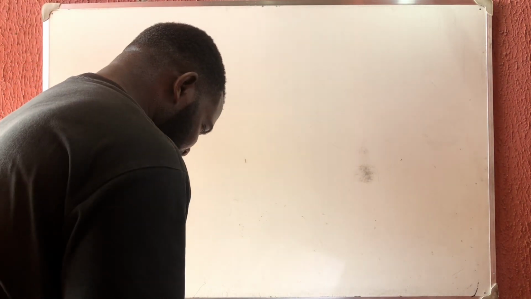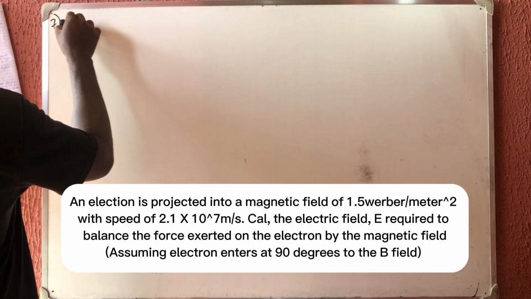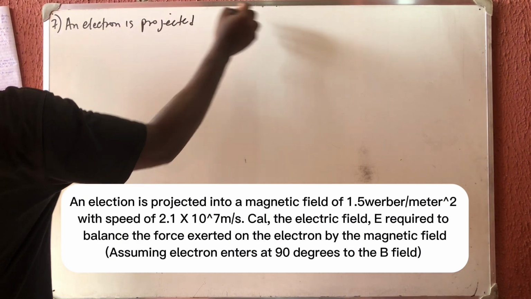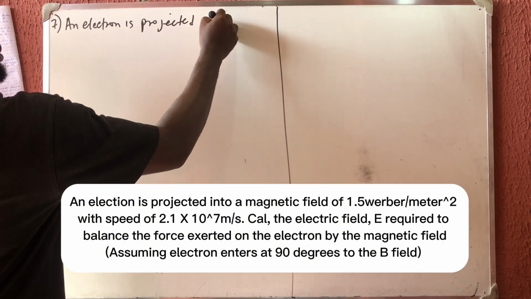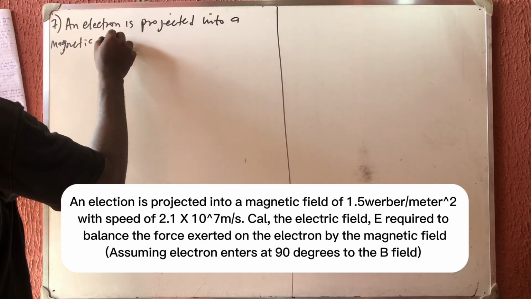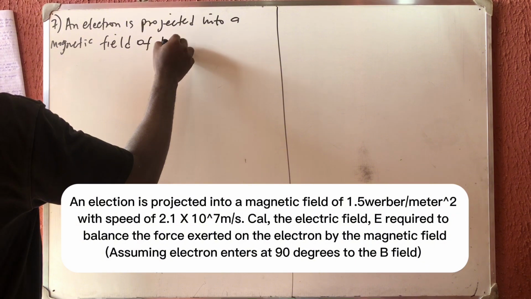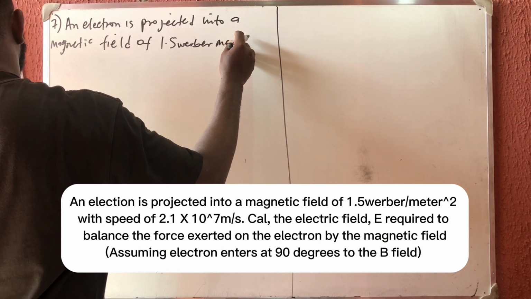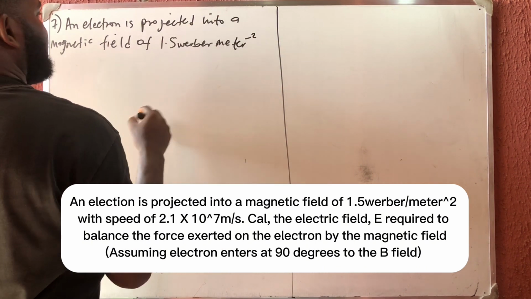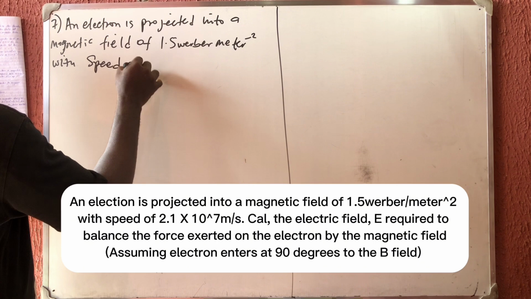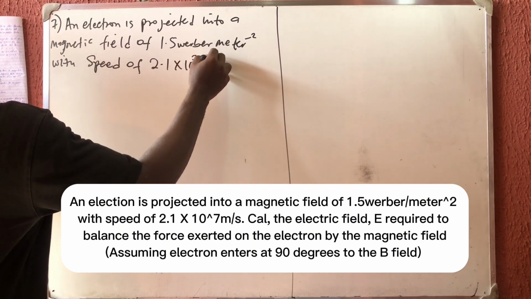Question number 7 says that an electron is projected into a magnetic field of 1.5 Weber per meter square with a speed of 2.1 times 10 raised to power 7 meter per second.